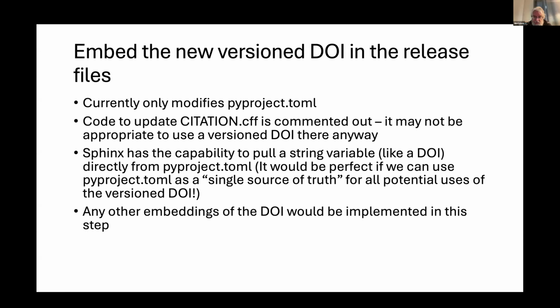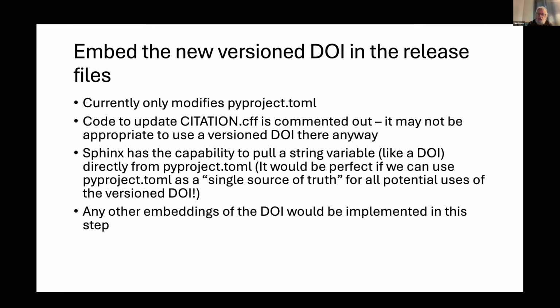It could pull things directly out of your pyproject.toml. And that's great because it would be perfect if we could just use pyproject.toml as our single source of truth for what the version URL is, and avoid having to touch all of our, or potentially any of our, release files to merge that update in. It'd be nice to just have one place where that needs to be changed. But if you do need to embed that DOI elsewhere in your project files, this would be the step where you would do that. And that's as far as I got with this.